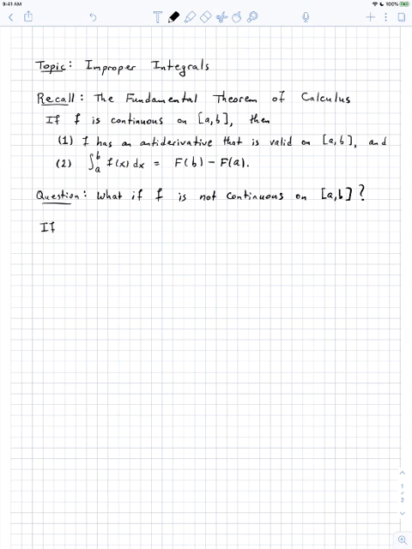So if f has a jump discontinuity, let's call the point c, at c, in this interval from a to b, then we can integrate from a to b f of x dx by just splitting it apart into two separate integrals, from a to c plus the integral from c to b.